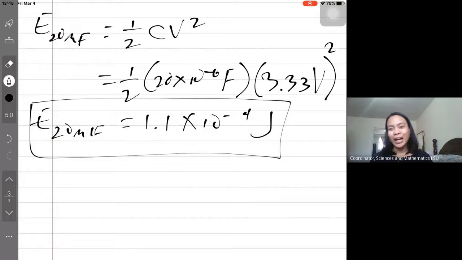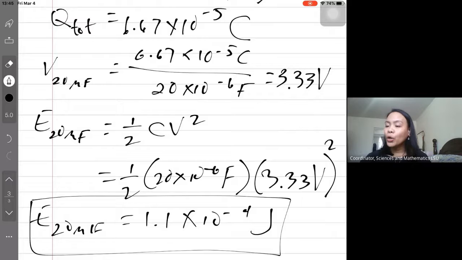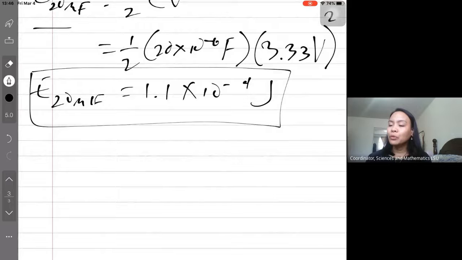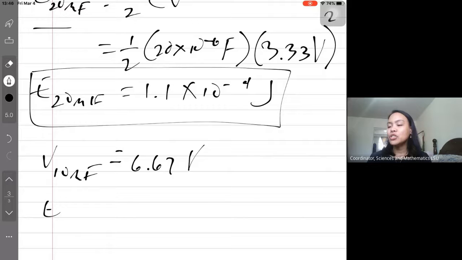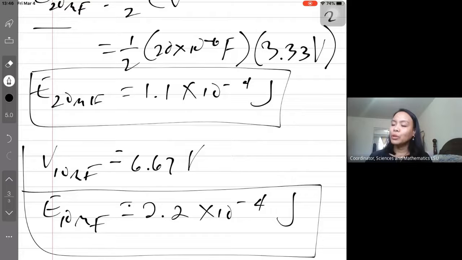Okay, so using the same formulas in getting the voltage for the other capacitor and in getting the energy for the other capacitor, just the same process, I will just give you the answer. The voltage for the 10 microfarad capacitor is 6.67 volts, and the energy for the 10 microfarad capacitor is 2.2 times 10 to the negative 4 joules. Oh no, what was asked is only the energy stored. So that would be our answer.